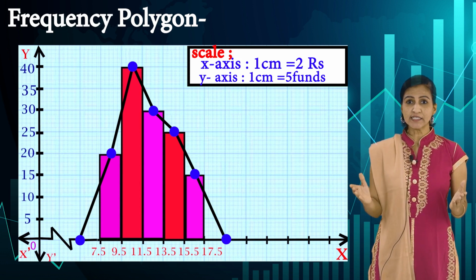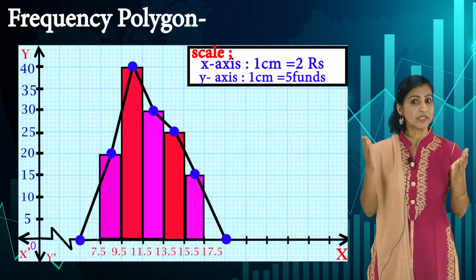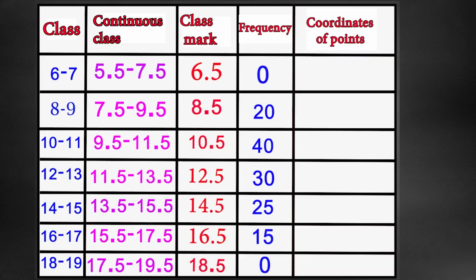Now students, let us understand how, without drawing a histogram, we can use point coordinates to draw a frequency polygon. Observe this table carefully. There are 5 columns in it. Column 1 class, column 2 continuous class, column 3 class mark, column 4 frequency, column 5 coordinates of points. The first row of the class is 6 to 7, continuous class 5.5 to 7.5, class mark is 6.5, frequency is 0, coordinates of point is 6.5, 0.